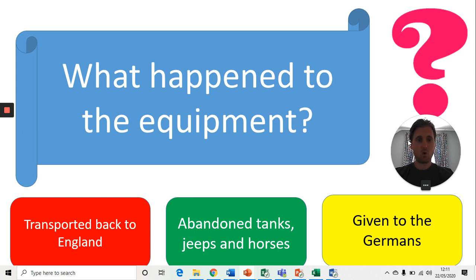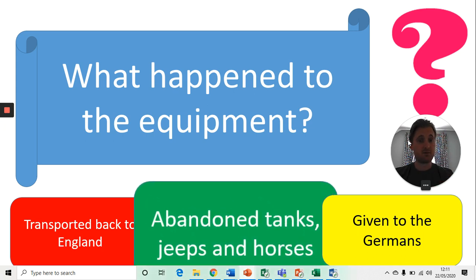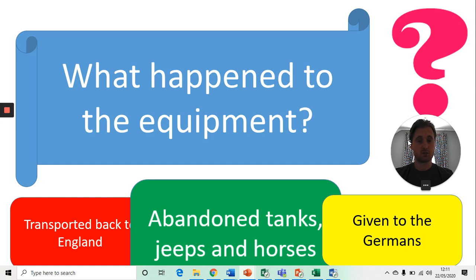Last one. What happened to the equipment? Was it transported back to England? Was it abandoned, like the tanks, the jeeps, the horses, or was it given to the Germans? Have a think. 5, 4, 3, 2, 1. It was actually abandoned. They didn't have a choice. It was to save the soldiers' lives or save all the equipment, and they chose the soldiers' lives. So congratulations if you've got 4 out of 4.